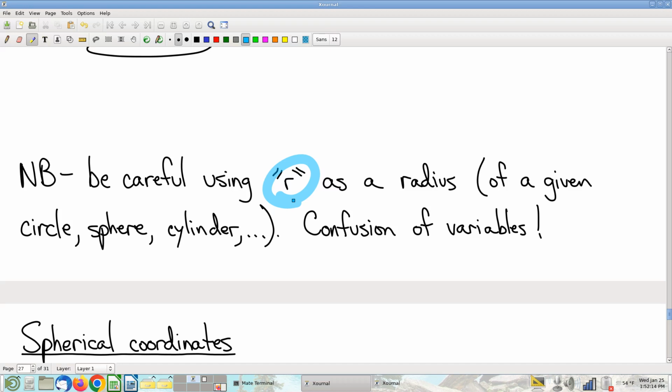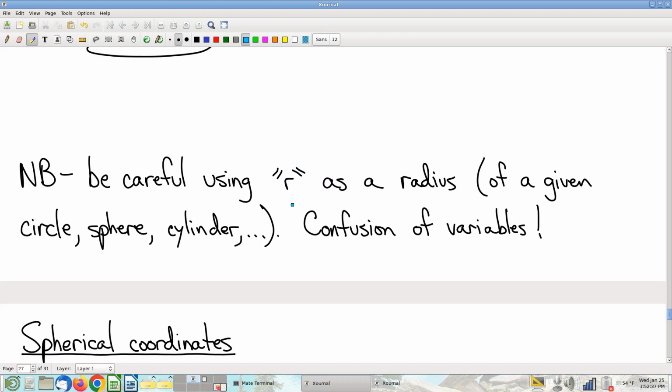So you can't use r to represent a constant radius any more than you can use x to represent some constant distance. No, x is a variable. It'd be a confusion of variables if you use x to represent both a fixed distance and also a rectangular coordinate. So same deal here. So just don't use r.